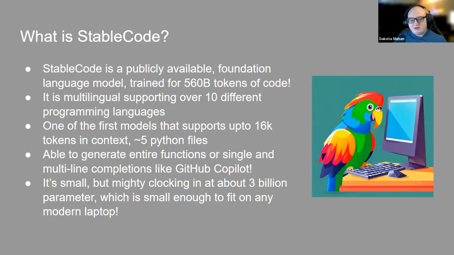So now, we're able to generate entire functions or single multi-line completions like GitHub Copilot with this model. It's small, but it's very well trained, and it's 3 billion parameters. So anyone's modern laptop should be able to run this very easily.